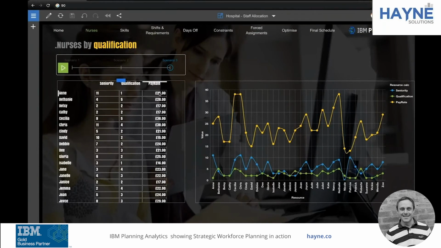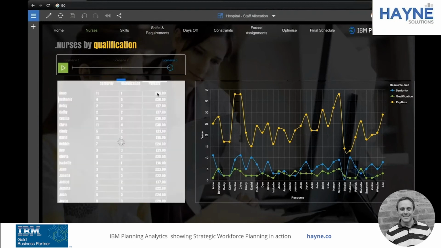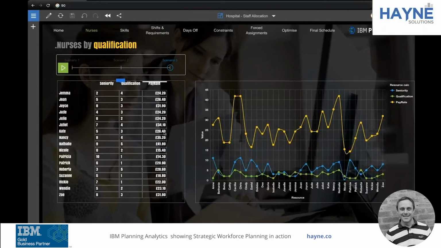So if, for example, we wanted to give everyone a pay rise, we can do so and see how that may affect the costs moving forward. The user can quickly come in and use Planning Analytics to type or use some of the shortcut keys to increase the pay rate by 10% across all the nurses. We enter the shortcut, hit enter, and we can update all these assumptions on the fly.